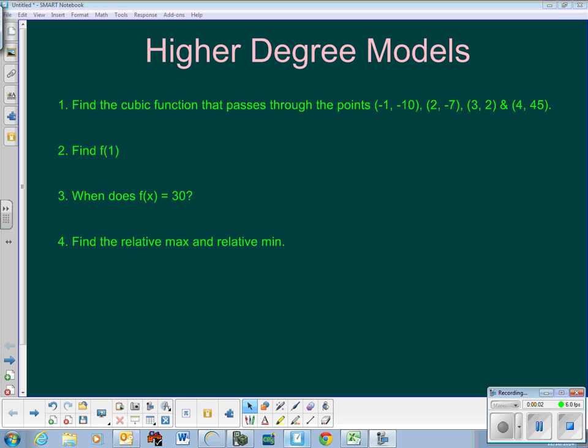Okay, let's talk about higher degree models. Models is the word we use because it's a little bit fancier than word problems, but when we model, we want to make our equations stand for something. With higher degree, there's not that many great applications. There's a lot of things that a parabola, a second degree function, will model.